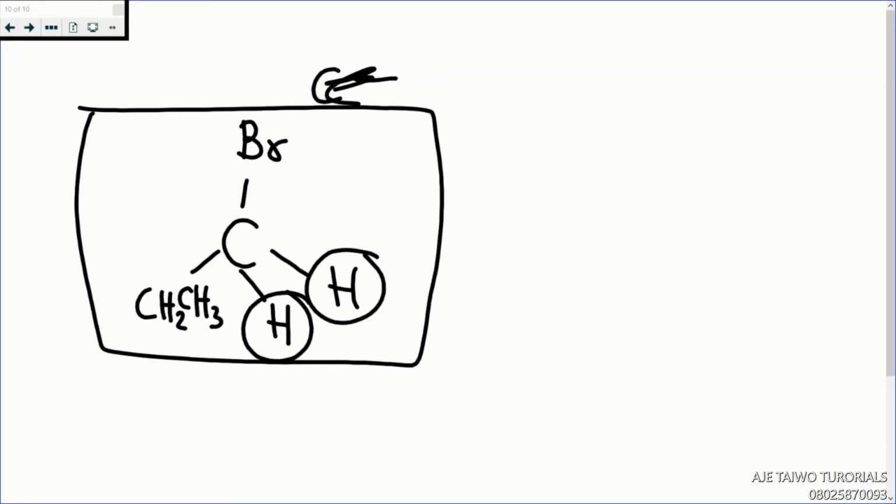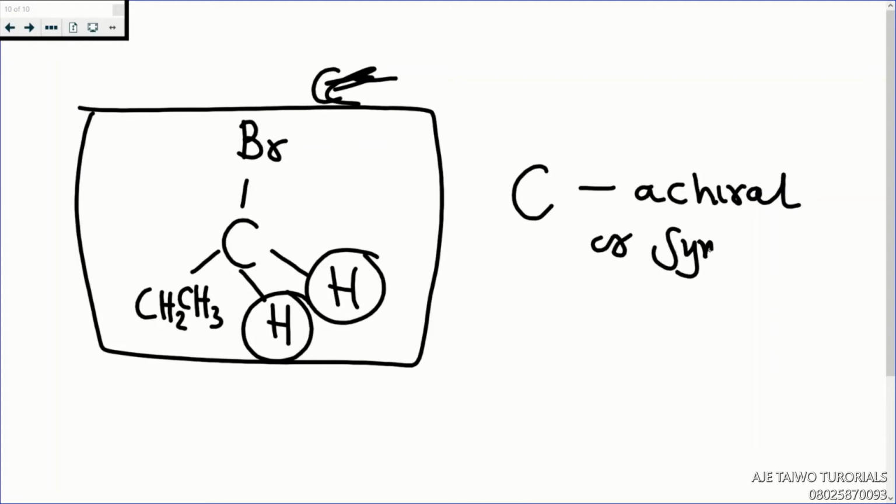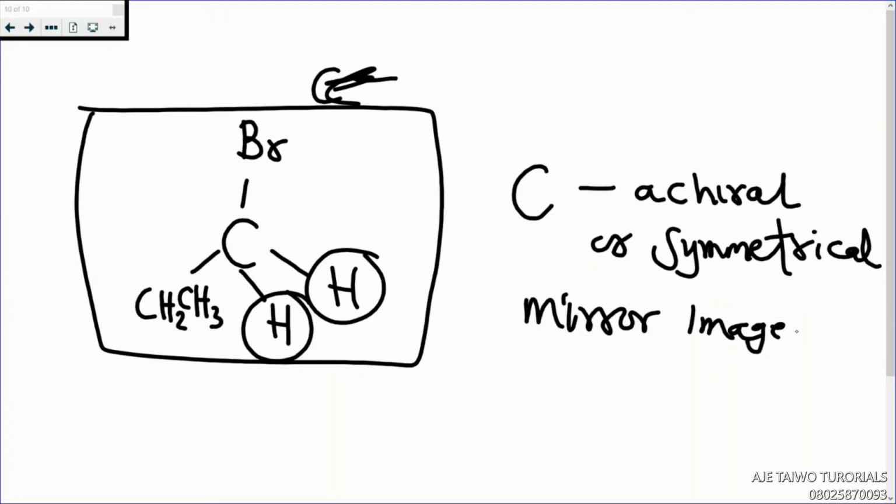For this carbon to be a chiral carbon, it must have what? Four different groups around it. So the carbon is achiral, or symmetrical, and the mirror images will overlap each other. Mirror images will superimpose. Let's write this.